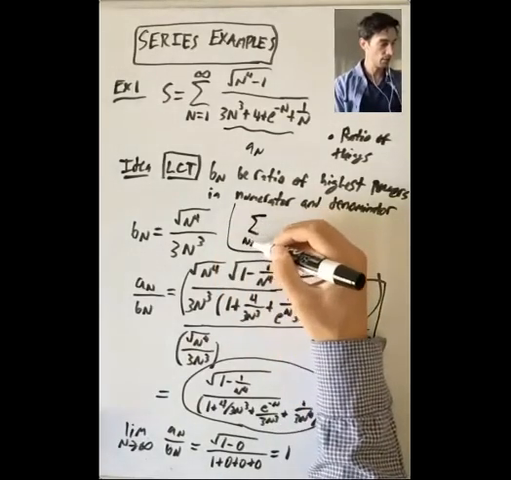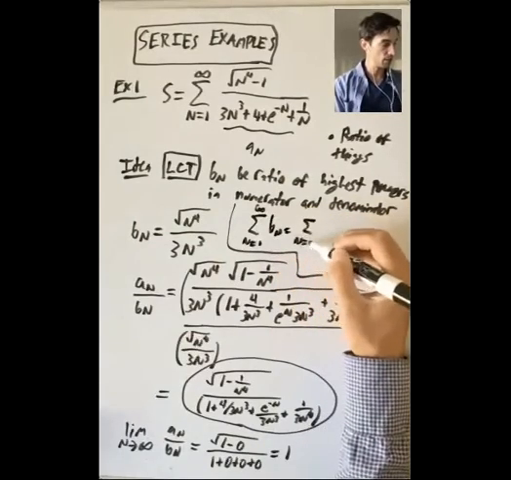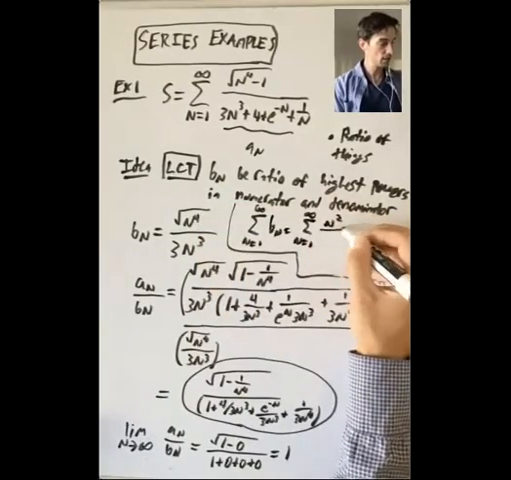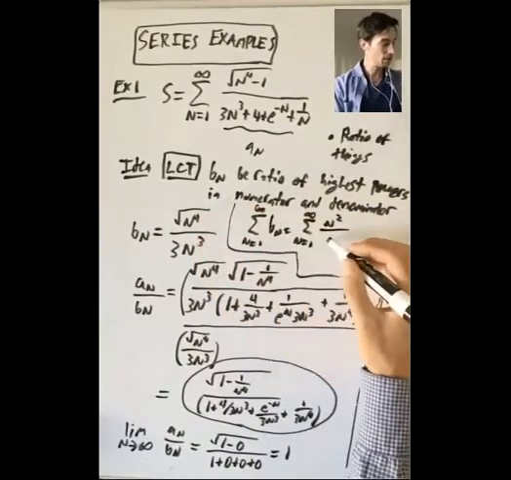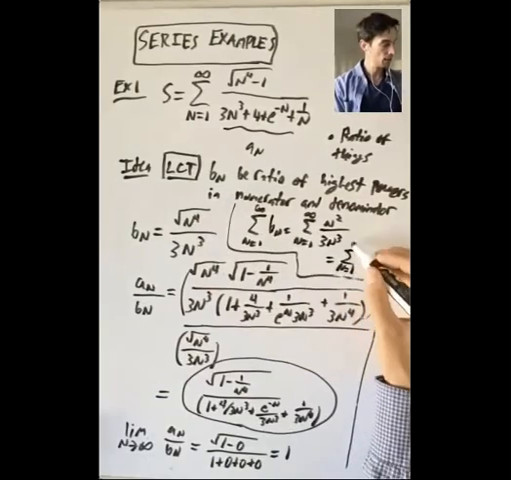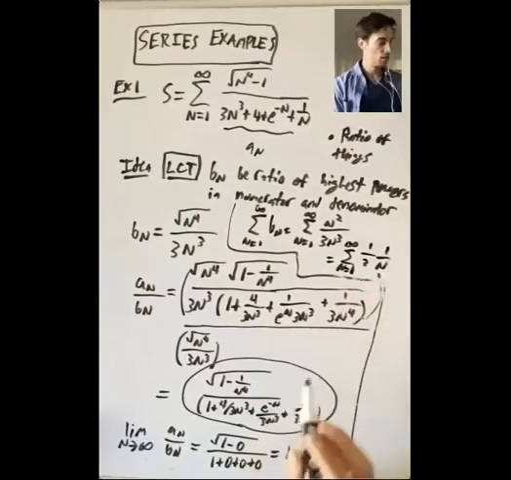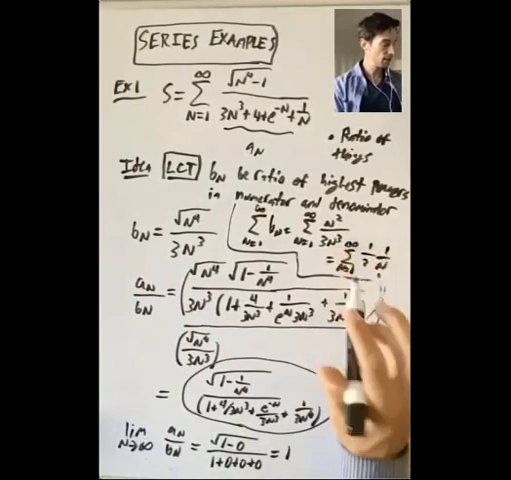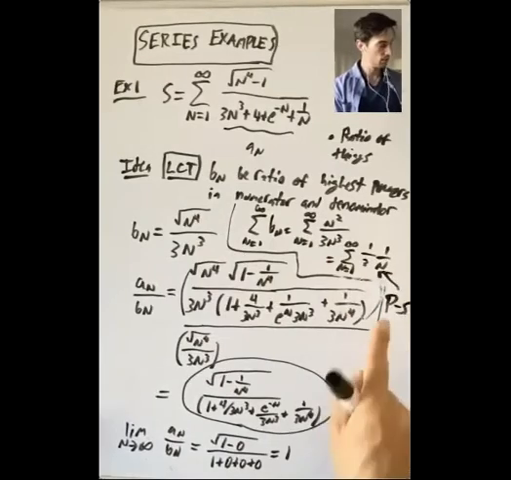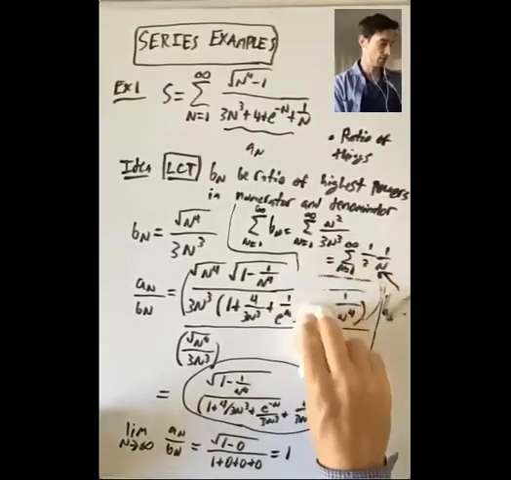Well, the sum from n equals 1 to infinity of bn is the sum from n equals 1 to infinity of the square root of n to the fourth, which is n squared, over 3n cubed, which is a sum, n equals 1 to infinity, of 1 over 3 times 1 over n. We can factor out this 1 over 3, and what we're left with is a p series with p equals 1.